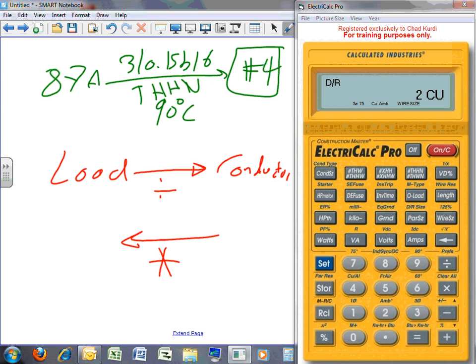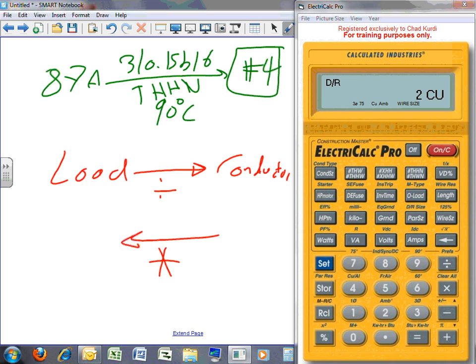Always write yourself a note if you haven't seen this before. If you have a conductor and I ask you how much current you can suck out of this conductor, which way am I going? Conductor to load. So what do I do with the derating factor? Multiply. If I'm going the opposite, I have a load. Here's my load, and I need to power that load with a cable. So I need to find a cable that can tie to this load, which is 99% of what you guys are going to be doing.